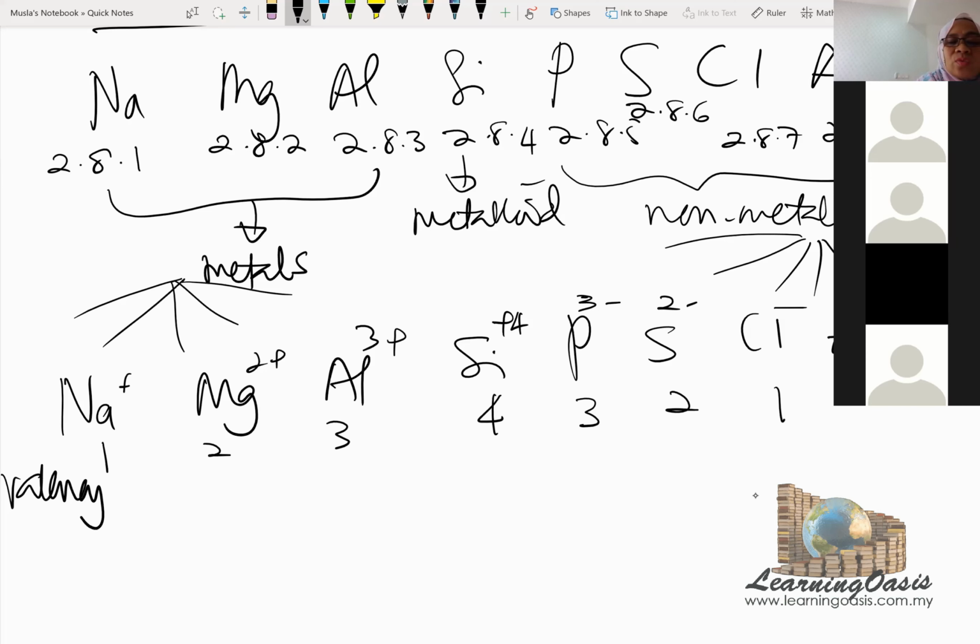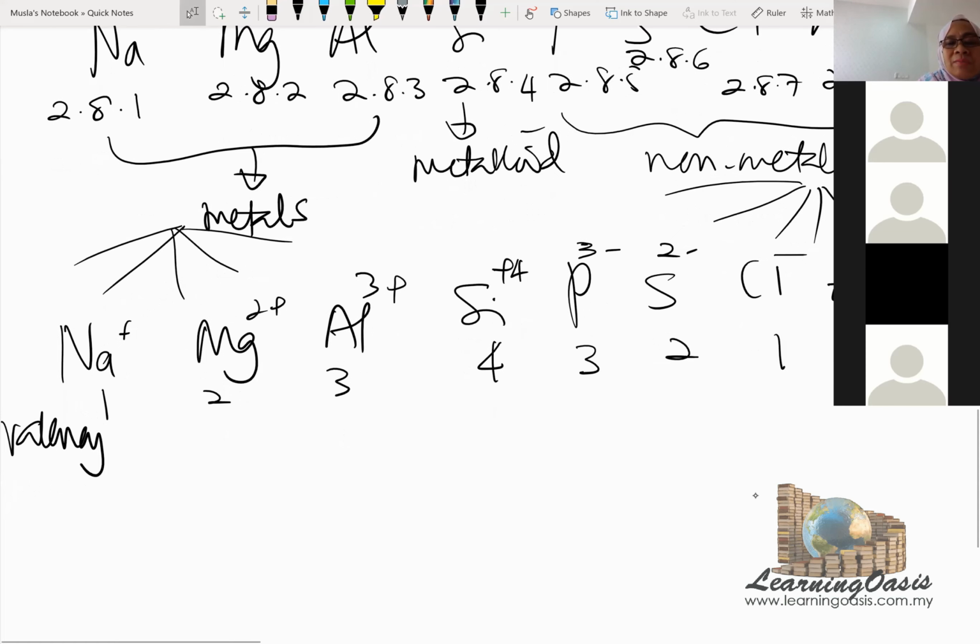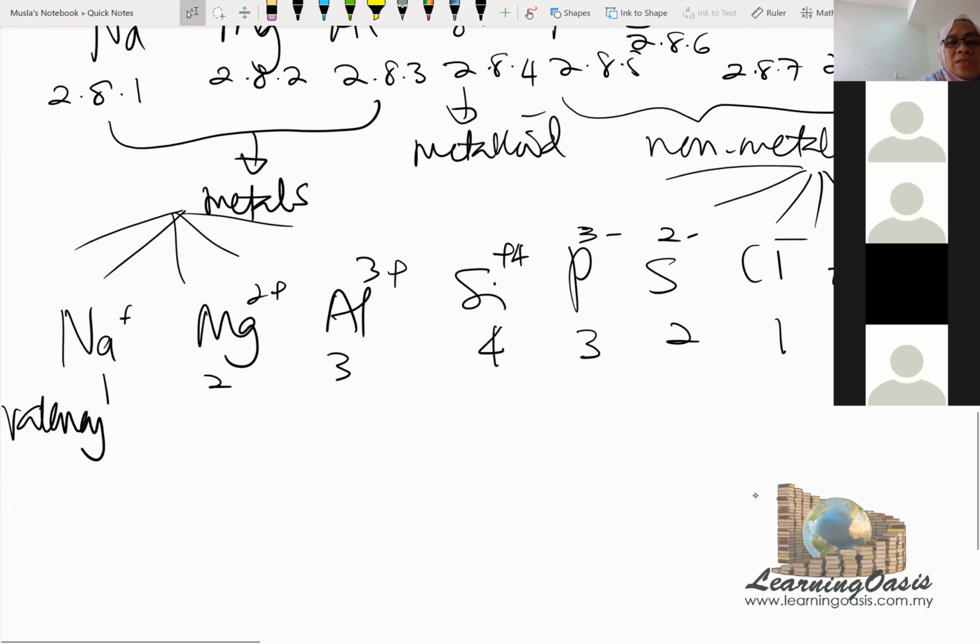They will ask you, why is it that the valency increases, decreases? Why is it that the charge increases, decreases? Don't lose marks. It looks mundane, but you have to be good with explaining this.